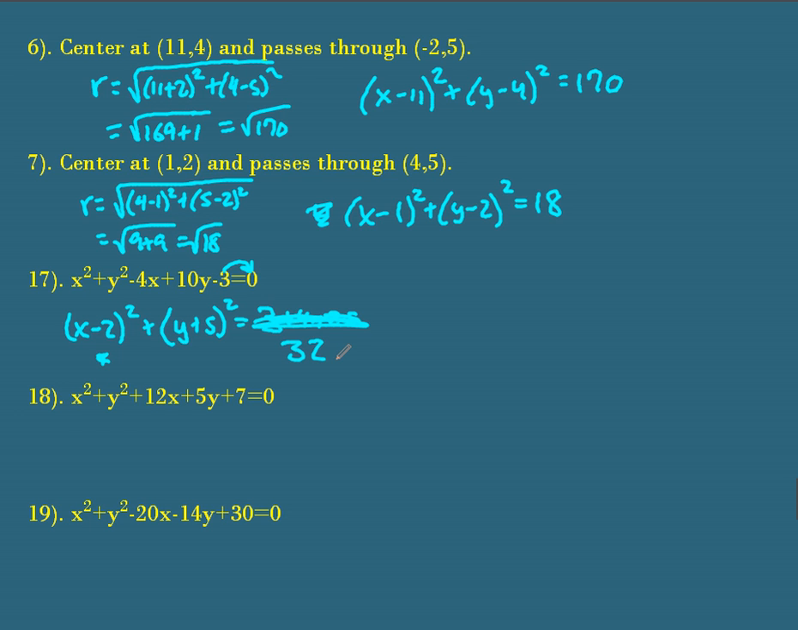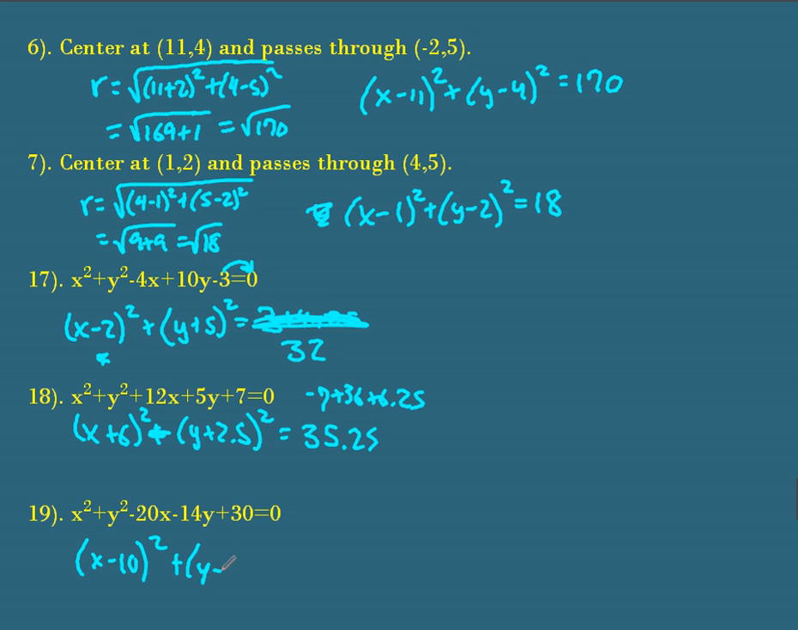For number 18, we should have x plus 6 quantity squared. We should be adding that with y plus 2.5 squared, because that's half of 5. And that's going to equal, we'll have negative 7, we're going to have 36, and we're going to have 2.5 squared, which is 6.25. So my answer here should be 35.25.